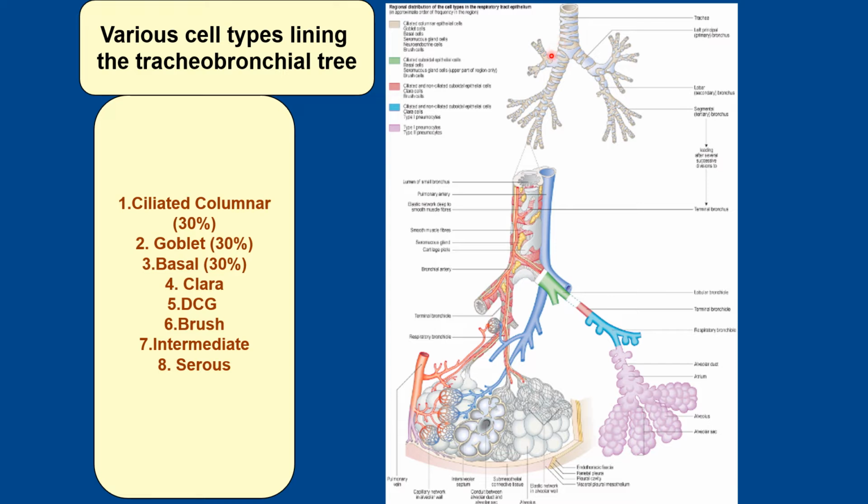Cell types lining the tracheobronchial tree. These are ciliated columnar epithelial cells, 30%. The goblet cells are there, 30%. There are basal cells, 30%. And there are other groups of cells which are present more on the terminal sides. These are the Clara cells, granule cells, brush cells, intermediate cells, and the serous cells. One by one, we will see the details of these cells. So, the whole tracheobronchial tree has linings and 8 types of cells have been identified. The main cells are the ciliated columnar cells, goblet cells, and the basal cells. The other smaller cells are the Clara cells, granule cells, brush cells, intermediate cells, and the serous cells.